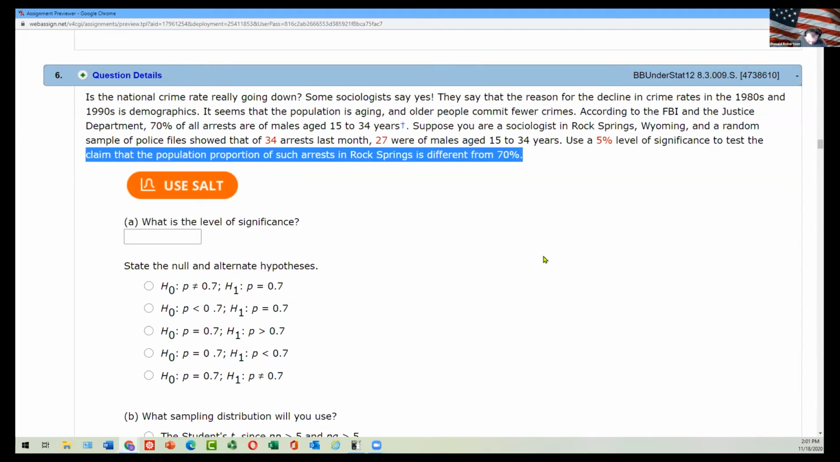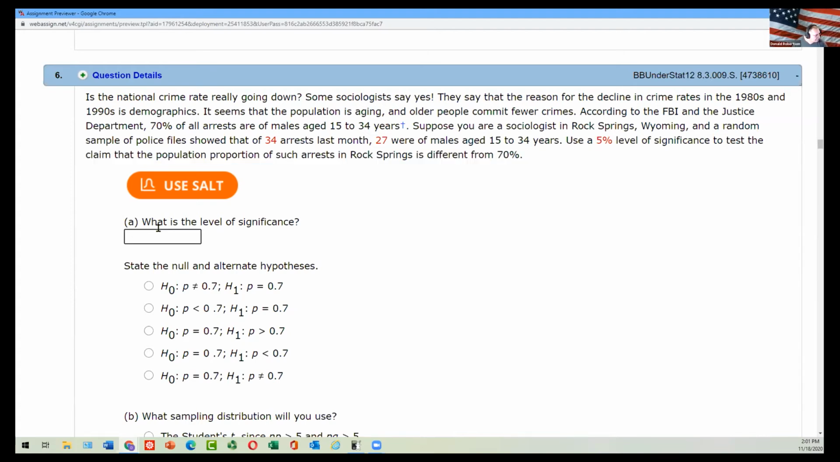Okay, I'm doing a quick decimal conversion here. 27 divided by 34 is 0.794 to 3 decimal places. Wow, okay, that sounds like it could be important, right? The average is 70% and it looks like this place in Wyoming is 79%. So that's definitely different. It might be statistically significant. Now, the confidence or significance level is 5%.